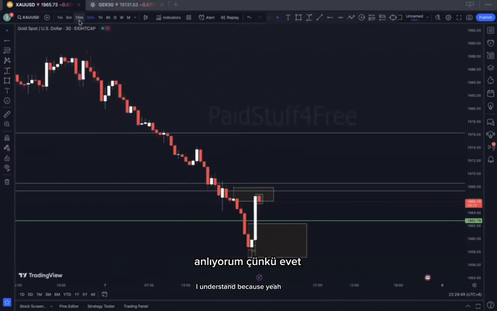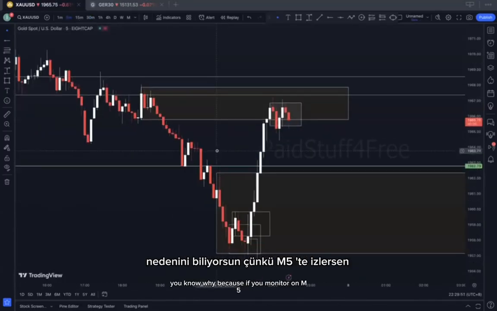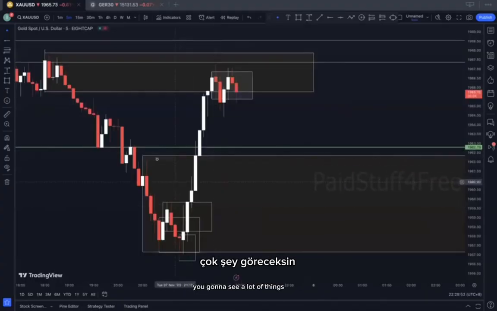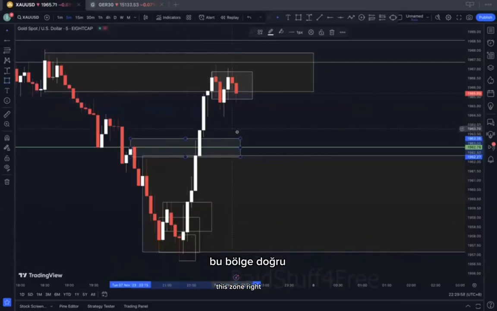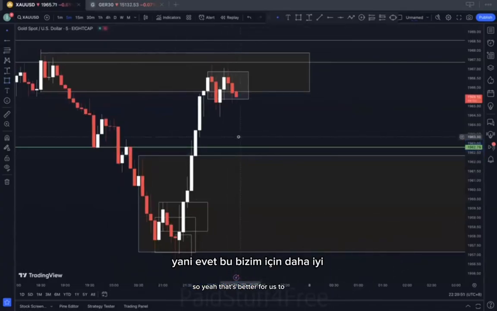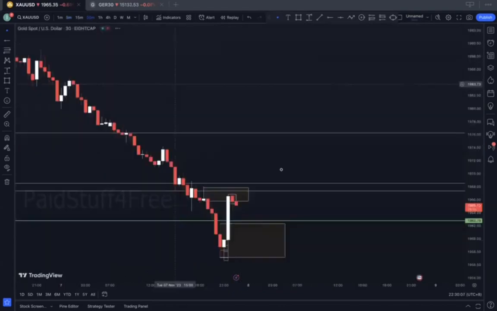I understand. Because if you monitor on M5, you're going to see a lot of things. Or maybe you're going to be scared of this zone, and this zone, right? So it's better for us to just focus on the time frame that we need to look for, which is M30. That's it. All right.